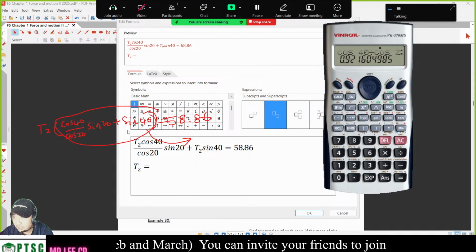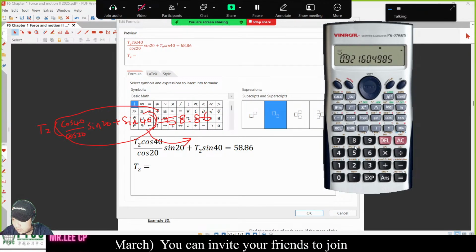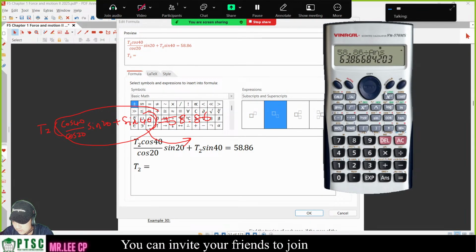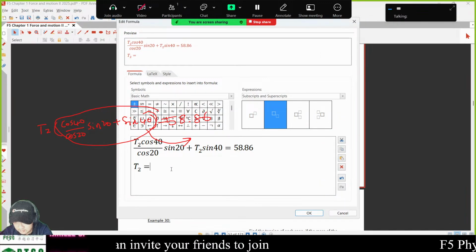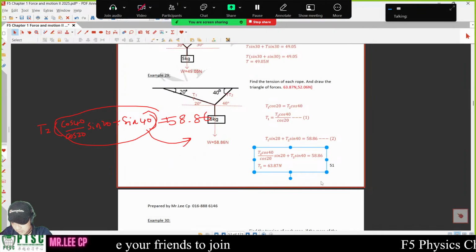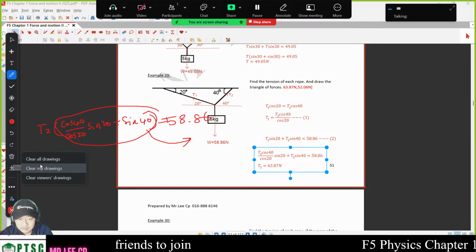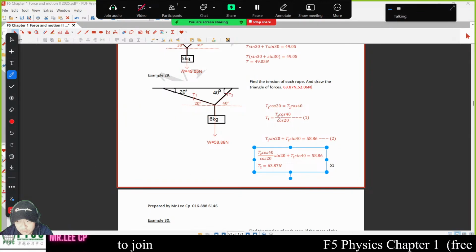Okay? So this one is your answer for this one. So 58.86 divided by answer. So you get 63.87. That's my answer. 63.87. Right? But after you find the T2, T1 you need to go back to here.